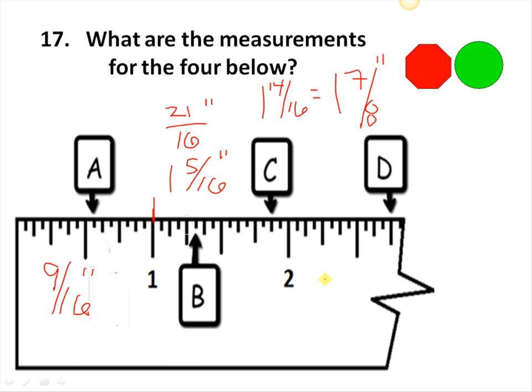All right, the last one, D. Well, we're at 32/16 here if we were to count them all, or we could just say this is 2 and some other amount. So we have 1, 2, 3, 4, 5, 6, 7, 8, 9, 10, 11, 12. We're at 2 and 12/16. But 2 and 12/16 can be simplified, and that is the same thing as 2 and 3/4. And we're dealing in inches.